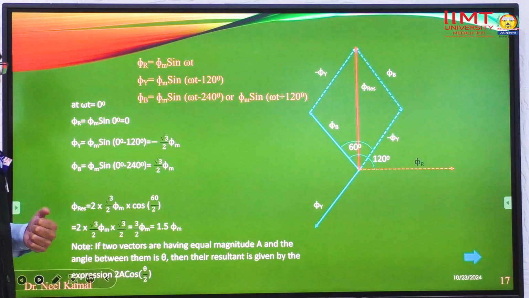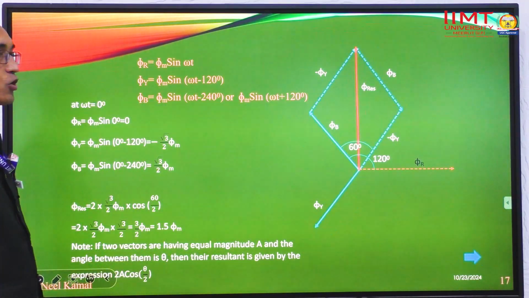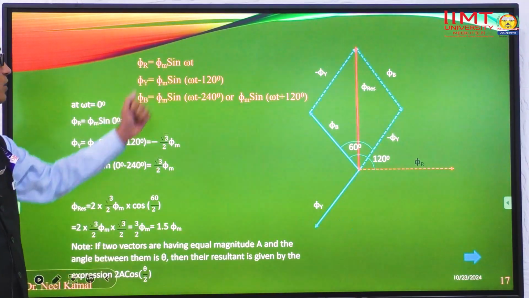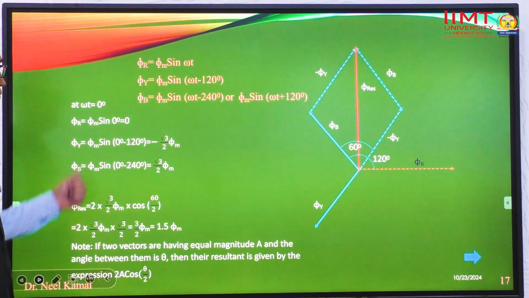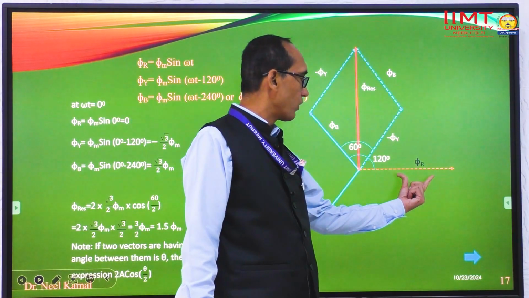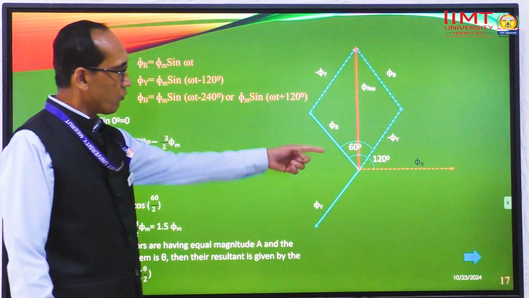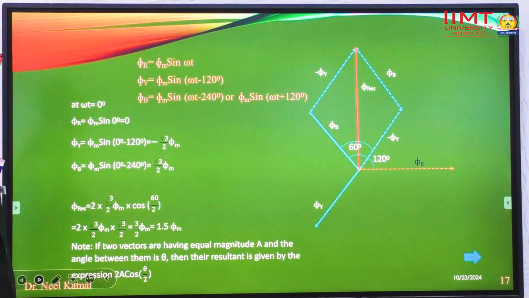Just like the example, suppose that omega t is equal to 0. Then in this equation, phi r is equal to phi m sin omega t. If omega t is equal to 0, we can say phi r will be 0. So this is the direction of phi r. The phi r vector is 0 now, so it is denoted by the dotted line, because we don't have any vector on this side.